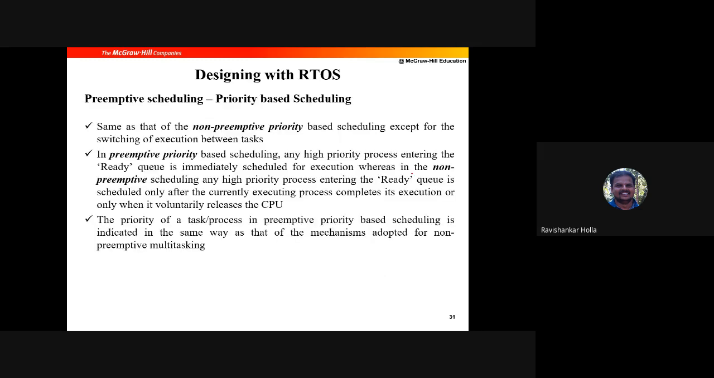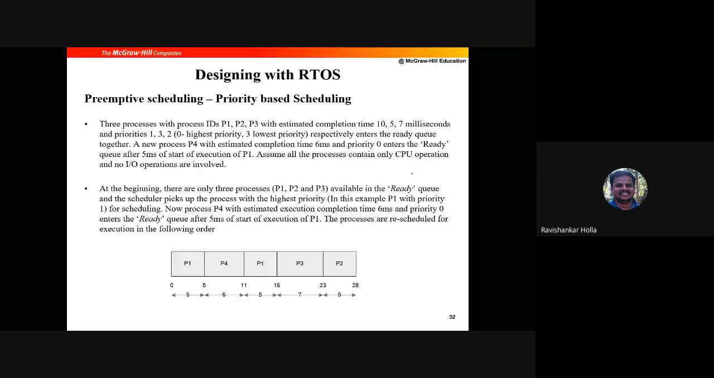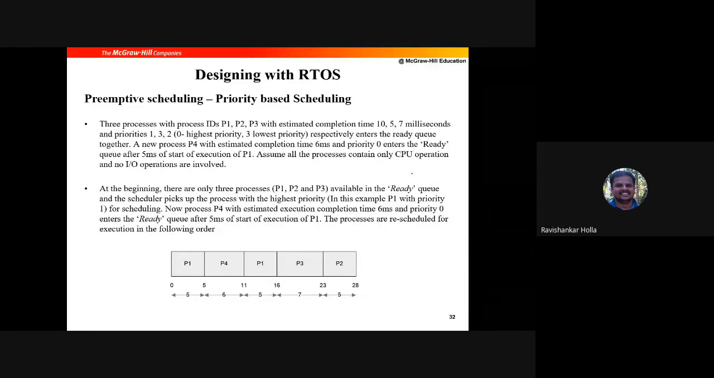So moving on, priority based scheduling. We had priority based scheduling in non-preemptive as well. In preemptive, the only difference is that as soon as a higher priority task is ready in the ready queue, the currently executing process will be preempted, removed from the running state and moved to the ready queue. So we'll go back to the same problem and check out the scenario and find out the answer.